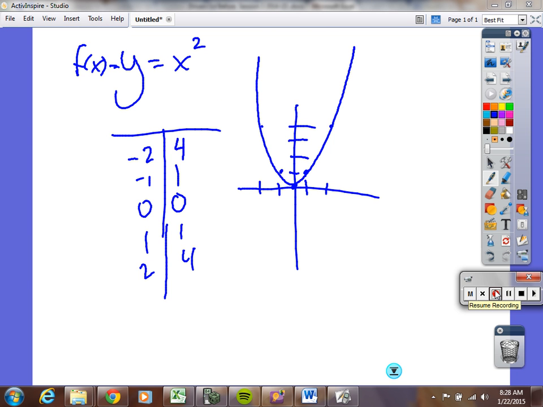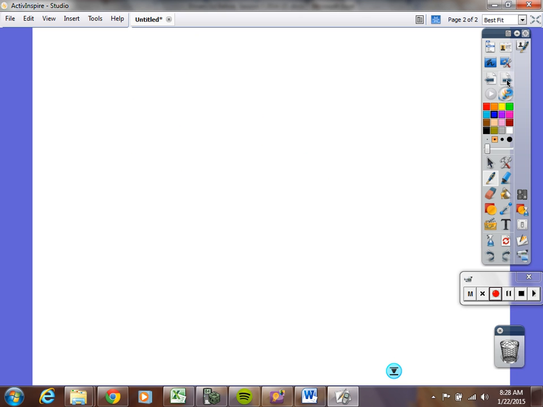Parent function, we just pick some points to do that, right? So what if now I ask you to do this? Y equals (x plus 5) squared. We've kind of already talked about this in the past, haven't we? This is considered vertex form, correct?